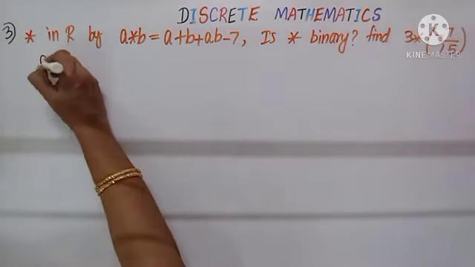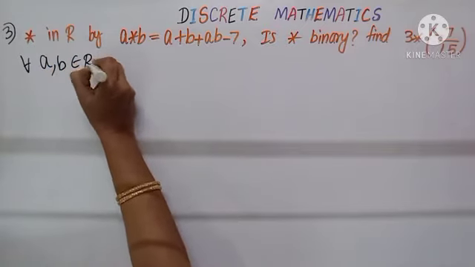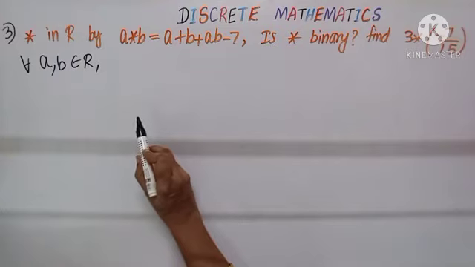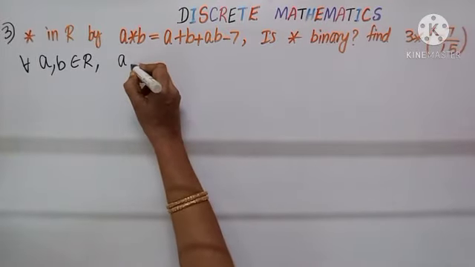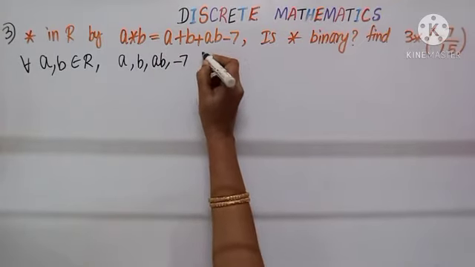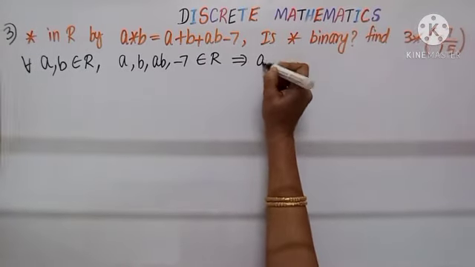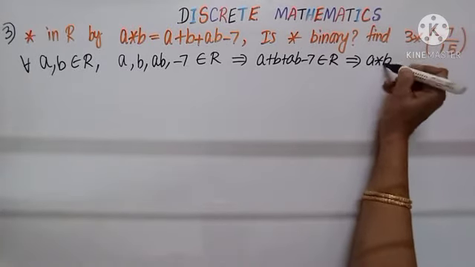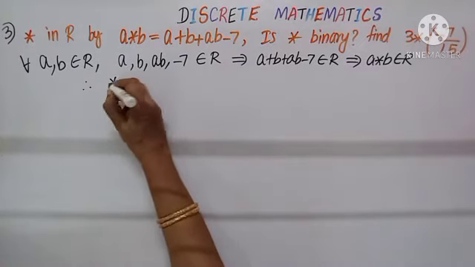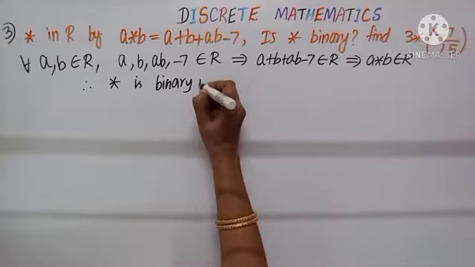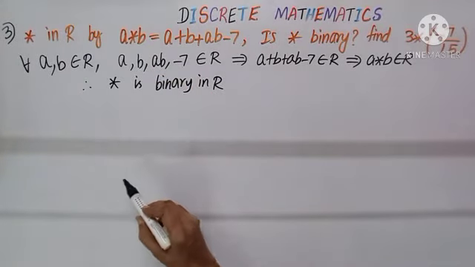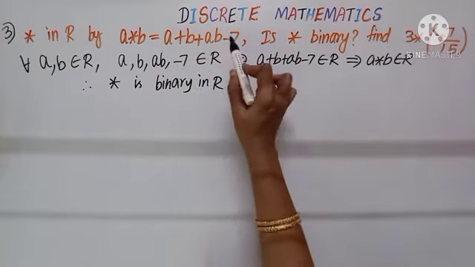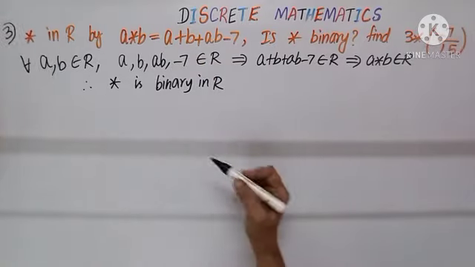Let us say for every A, B belong to R. The problem in R is only that the square root of a negative number does not belong to R. All other numbers, see, A, B, AB minus 7, all belong to R. This implies A plus B plus AB minus 7 also belongs to R, which implies A star B belongs to R. Therefore, I will declare star is binary in R. So, whenever A and B are real numbers, adding A and B or adding the product or subtracting 7, the entire answer is a real number. Therefore, star is binary in R.